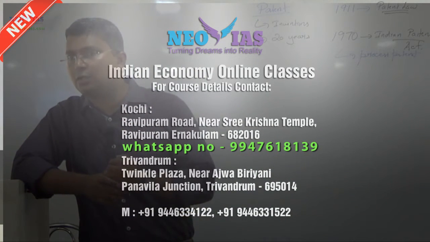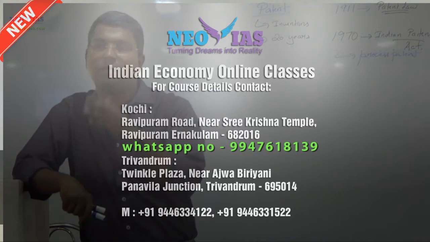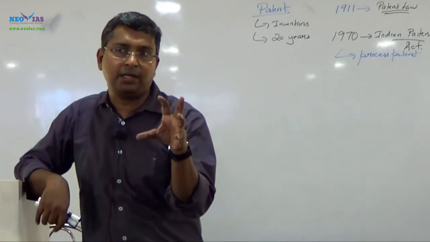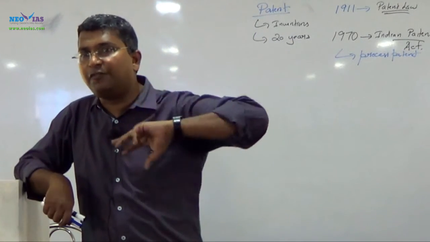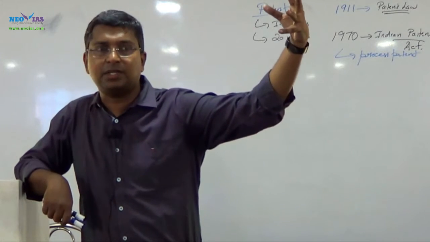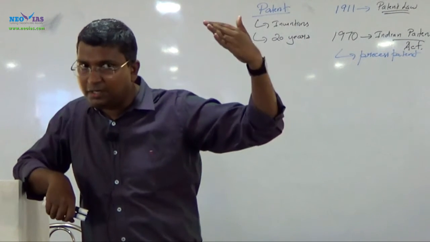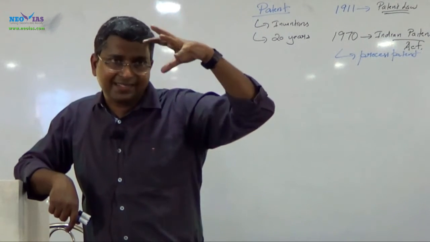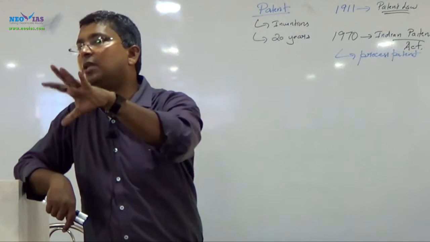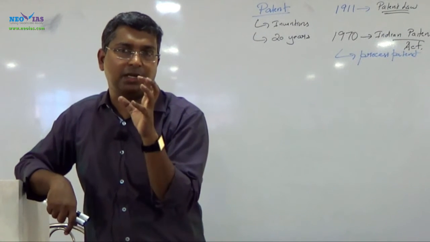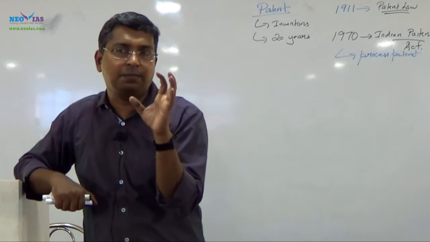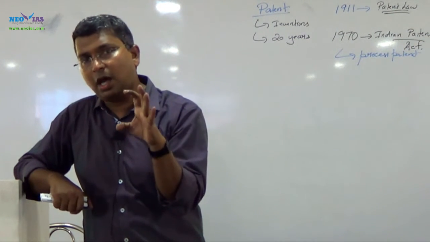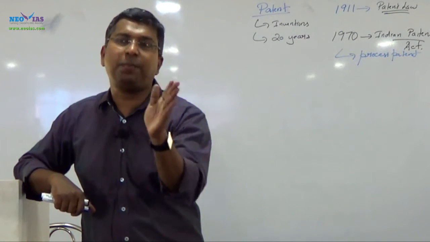From 1970 onwards, because of process patent, many people started using different processes. They started producing items and getting them patented, and because of competition, what actually resulted is lower prices for many of the drugs being produced. So in India, process patent has helped our pharmaceutical industry to produce cheaper drugs.